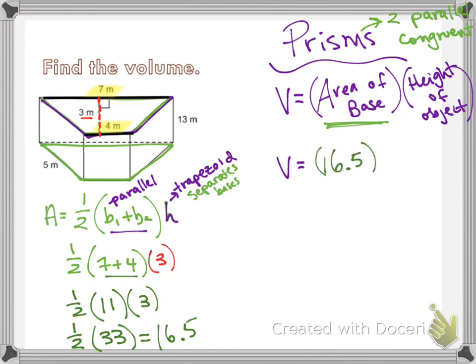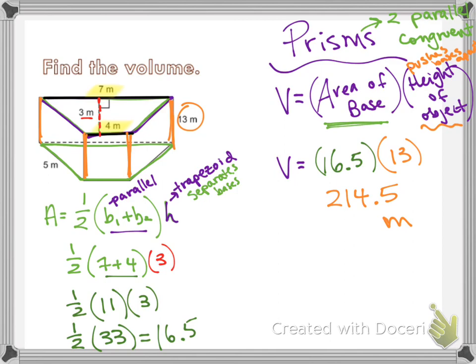We found that. Now we need the height of the entire object. So the height of the whole object is what pushes the bases apart. It's also what makes this three-dimensional, right? So what pushes my two bases apart, I'm going to highlight in orange. That's the distance between the two bases. So the length is going to be 13, the length of the height. So multiply by 13, and we get 214.5, and then it's meters cubed, because remember, we're answering a 3D question, so you need cubed units.